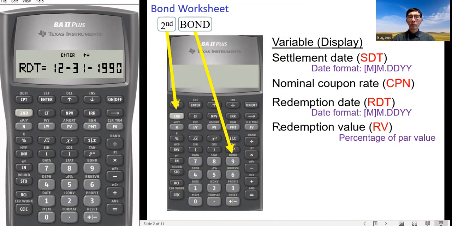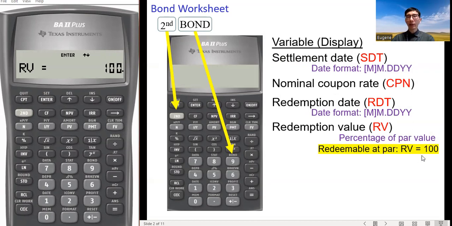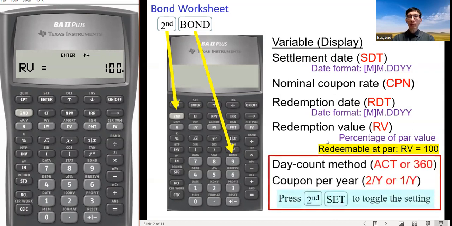The next variable is the redemption value, RV. This value is entered as a percentage of the par value. If there's no information regarding the redemption value in the question, we assume that the bond is redeemed at par. So we set RV equals 100. And this is also the default in the calculator. The next two variables correspond to the day count method and the coupon per year respectively.